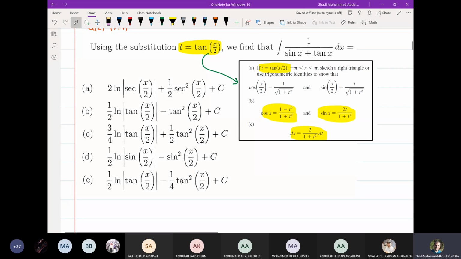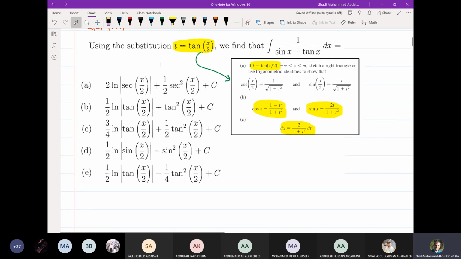Do you need me to give you time to solve it, or should I solve it directly? I suggest to let you take 2-3 minutes just to figure out what we will face.